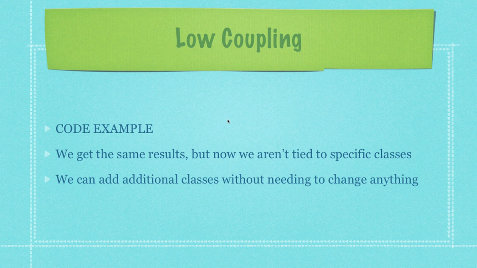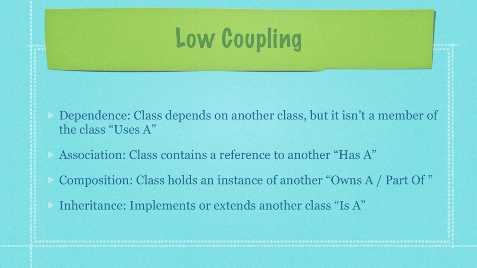We're going to get the same results, but now we aren't tied to specific classes. And we can add additional classes without needing to change anything. It's awesome. And there's different levels of coupling. First, you have dependence, which just simply means a class depends on another class, but that class isn't a member inside of my class. So that just means that a class uses another class. And normally this is a situation in which an attribute or a variable or a value is passed over. This is an example of very low coupling.